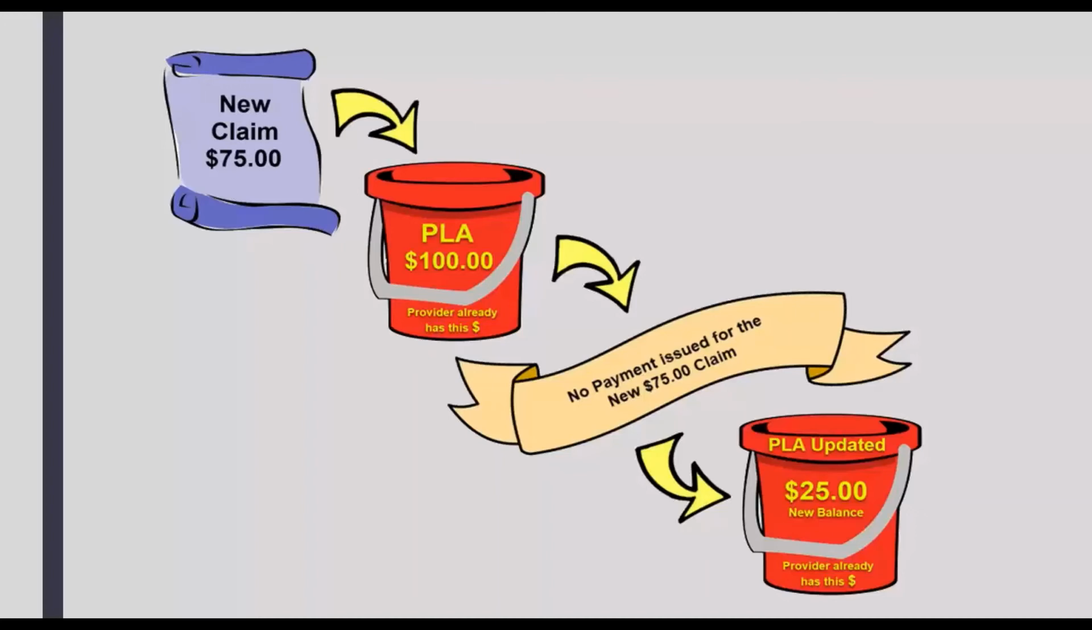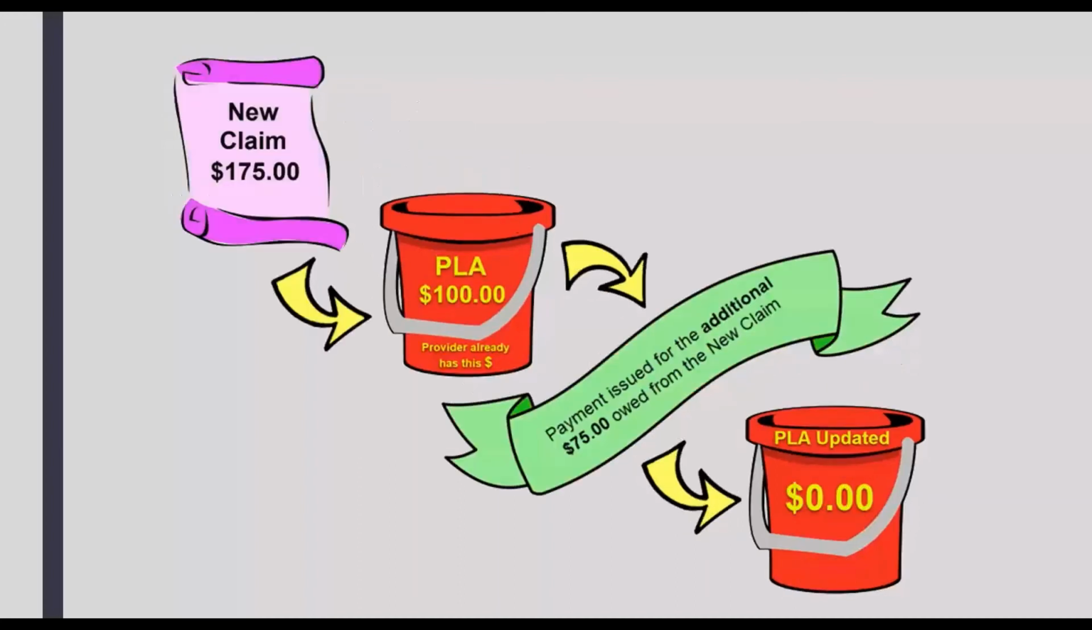Your new claim comes in for $75. That gets processed against your PLA of $100. You already have that money, but we're not going to pay you for that $75 claim. Instead, we're going to adjust the amount that you owe us down to the new balance, the difference between the old claim and the new claim. So the PLA that you truly owe us is $25 because the new corrected claim utilized the majority of the PLA that was created by the old claim.